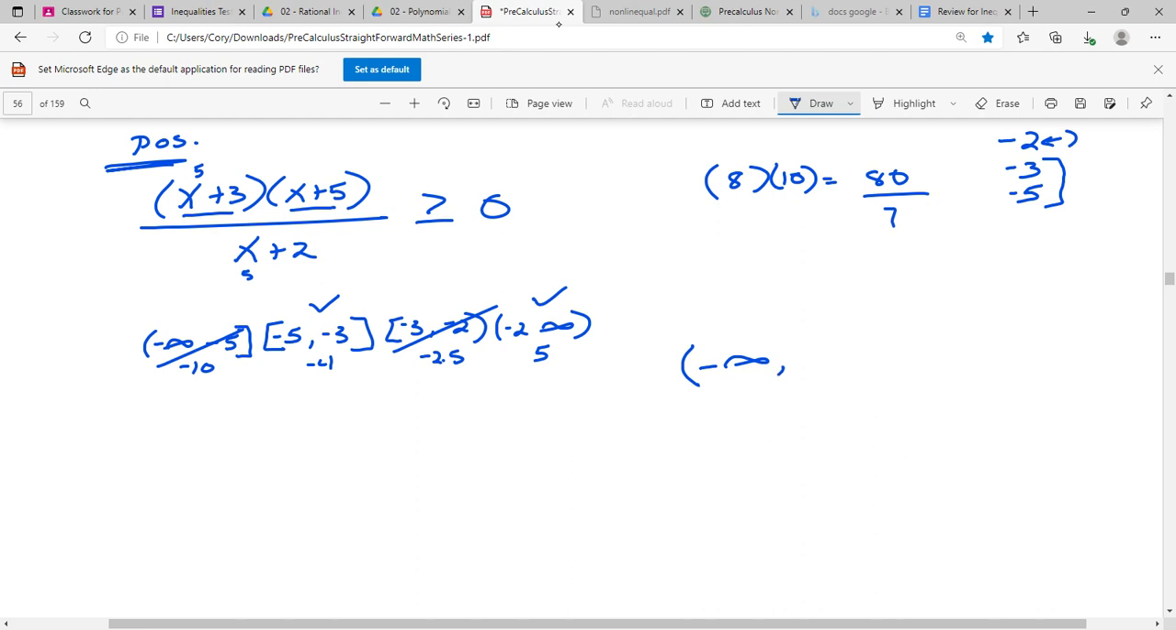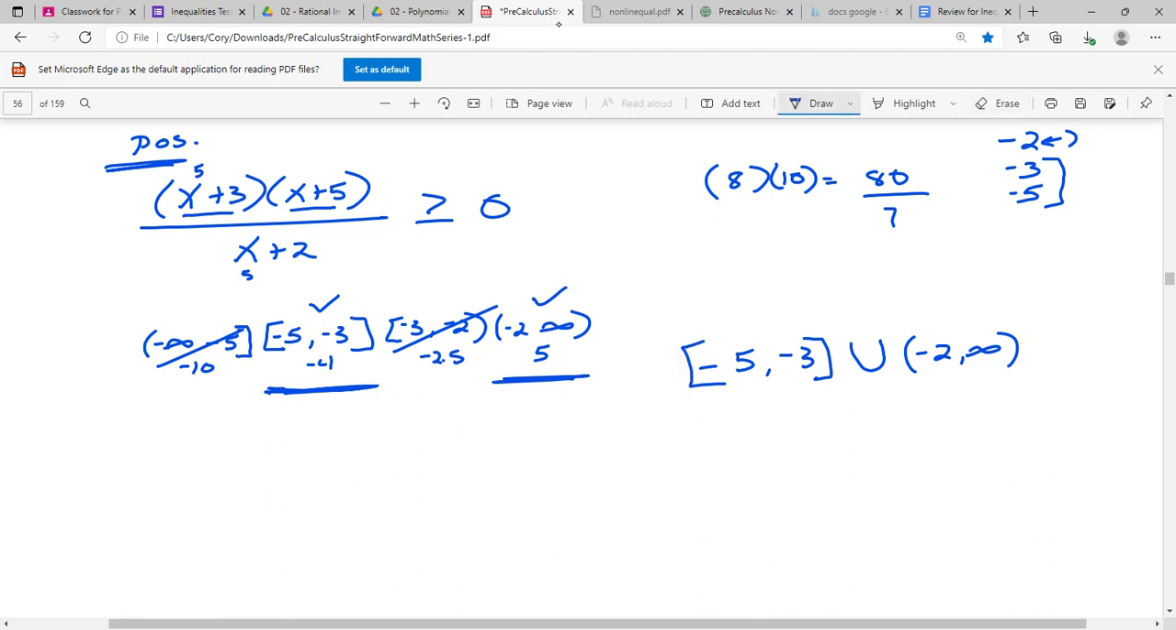No, that one didn't work. Never mind. It's going to be this one right here and this one right here. So negative 5 in a square bracket, negative 3 with a square bracket, and then our union, or it's called a cup, negative 2, infinity, and there we go. Let me write that a little neater.